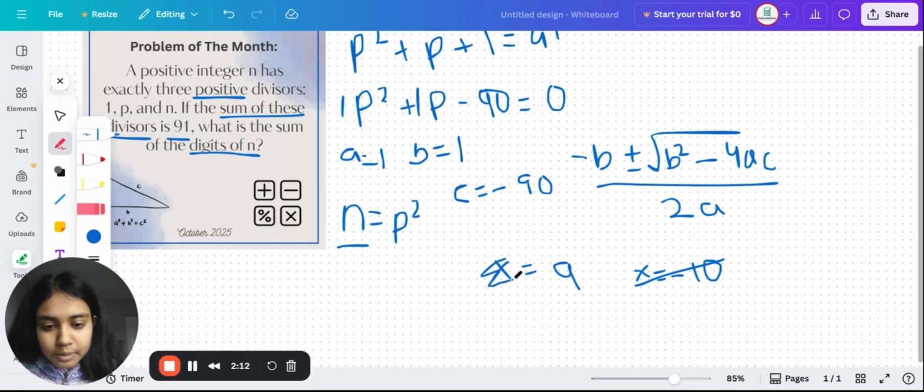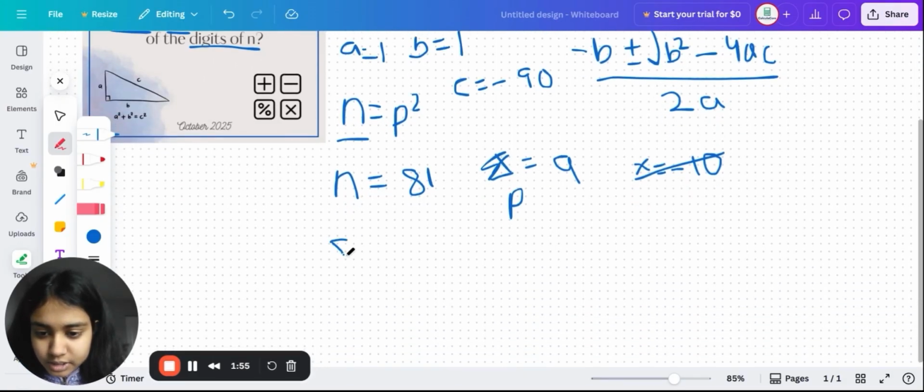Instead of writing x, we can also write p, because p is the variable we're using for the quadratic equation. So if p equals 9, we just do 9 squared, and we see that n equals 81. However, we're asked to find the sum of the digits of n. That means the answer to this problem is simply 8 plus 1, which equals 9.